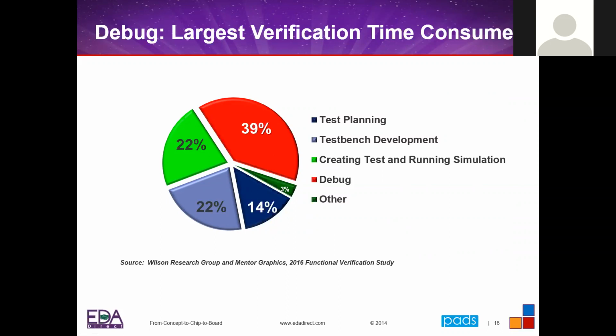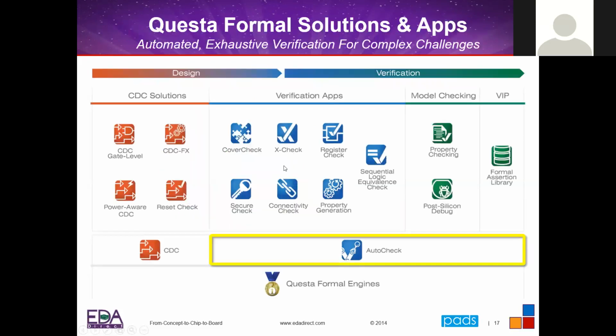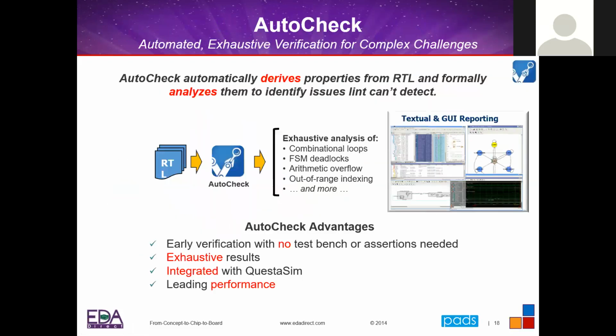So Autocheck is meant to eliminate the planning and the development and everything else. It significantly cuts down this running and trying to find these bugs, and it really helps with the debug. So first we'll talk about Autocheck. What is it? How does it work?